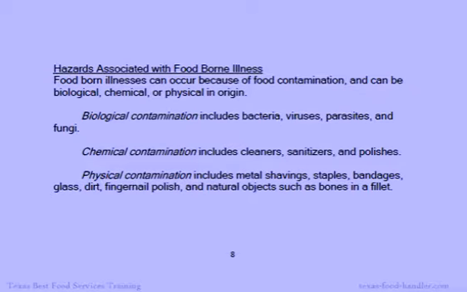Hazards associated with foodborne illness. Foodborne illnesses can occur because of food contamination, and can be biological, chemical, or physical in origin. Biological contamination includes bacteria, viruses, parasites, and fungi. Chemical contamination includes cleaners, sanitizers, and polishes. Physical contamination includes metal shavings, staples, bandages, glass, dirt, fingernail polish, and natural objects such as bones in a fillet.